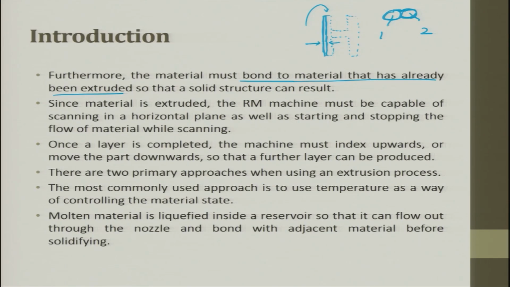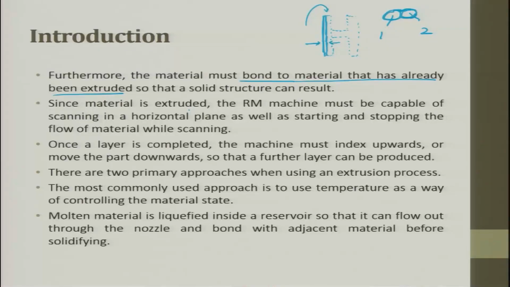If this does not happen, there is a phenomenon called delamination. This delamination will make the prototype look very poor, and it cannot be used further. Since material is extruded, the rapid manufacturing machine must be capable of scanning in a horizontal plane as well as starting and stopping the flow of the material while scanning. So, for example, you started from here, the H beginning, this is the start point and this is the end point, and you finished here. If you wanted to reuse from here, you can start from this side itself and go, otherwise you go all the way on the top and start from there.